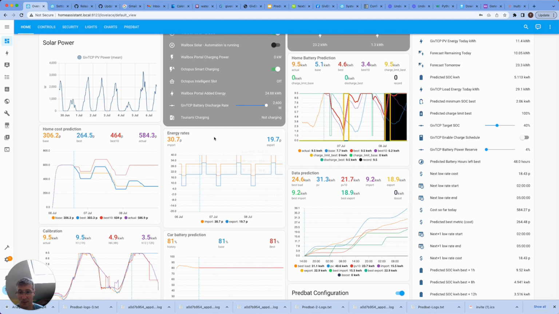The other thing to look at is your energy rates chart. You can see the rates here. So the current rate that it's saying that we're on is an import rate of 30p, an export rate of just under 20p, and you can see how it evolved over time. This is the peak period where there's a high import and high export, and then the low period at night.